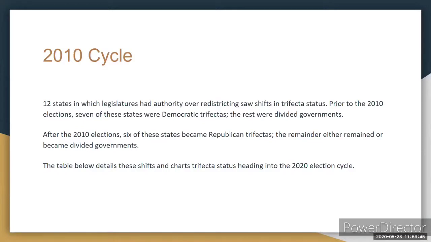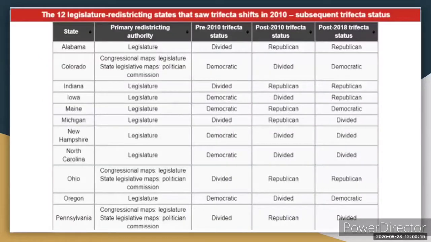Trifecta shifts in the 2010 election cycle illustrate this point. In 2010, 12 states in which legislatures had authority over redistricting saw shifts in trifecta status. Prior to the 2010 elections, 7 of these states were Democratic trifectas. The rest were divided governments. After the 2010 elections, 6 of these states became Republican trifectas. The remainder either remained or became divided governments. And I'll show you a table of what that looks like visually.